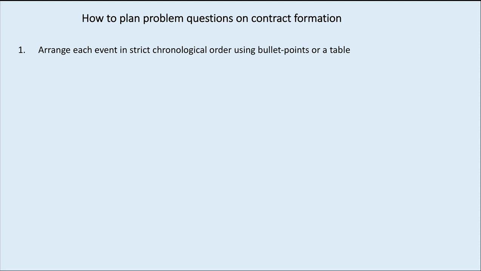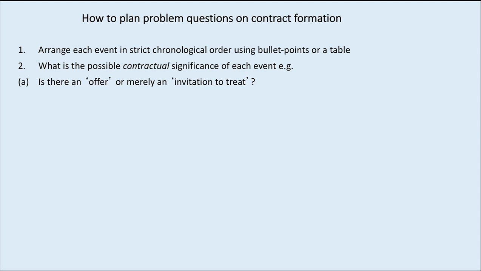Having arranged the events one by one, what happened first, what happened after that, and so on, you need to go back through the events from the start in order to work out the legal significance of each one. These are effectively the legal issues that you'll need to explore in order to provide a full analysis of the problem question. There are a number of possibilities, but the first issue to arise is always whether someone has made an offer, or are the parties simply still at the invitation to treat stage? In other words, are they at the pre-negotiation stage?